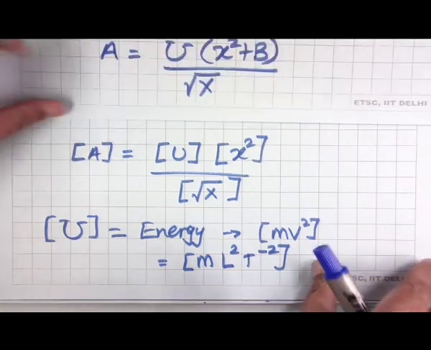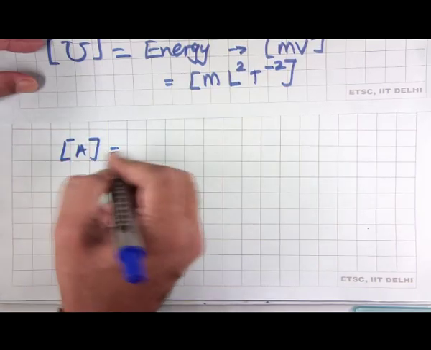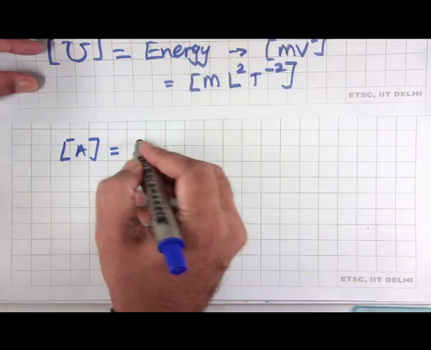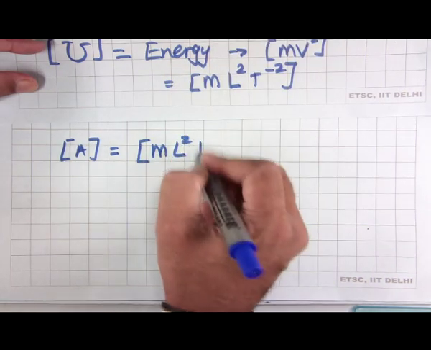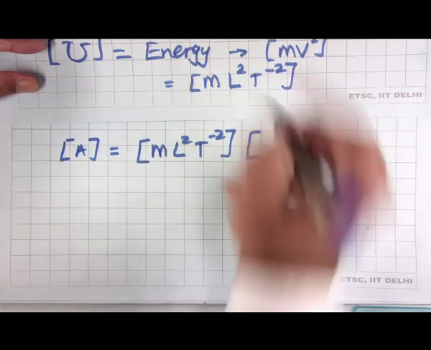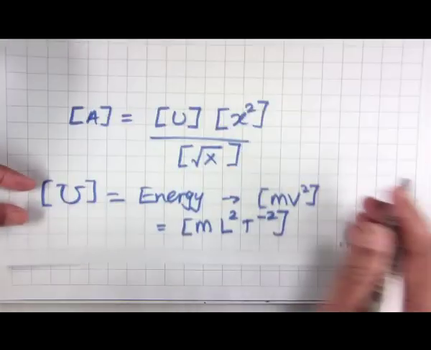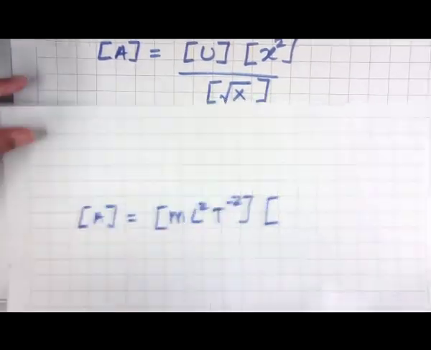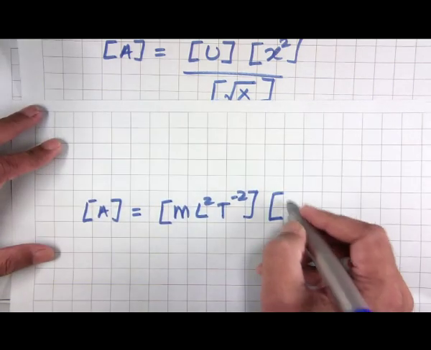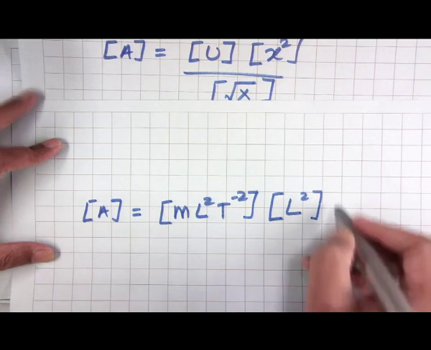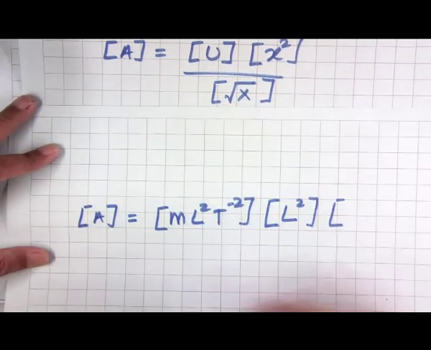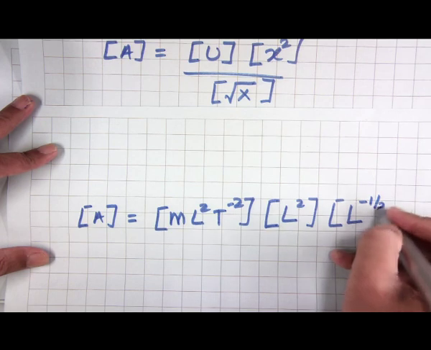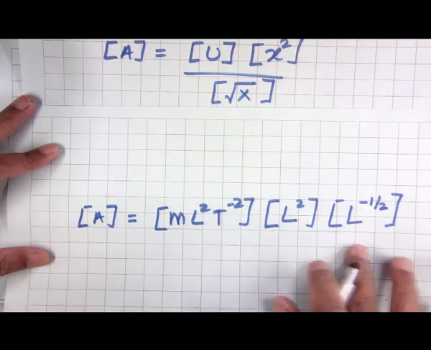So, now from here let us work out the dimension of A. Dimension of A will be equal to dimension of u. So, dimension of u is m times L square t to the power minus 2 times the dimension of x square, which we have here. Dimension of x square will be L square, and then we have divided by square root of x. So, this will be L to the power minus half. The minus comes because we have taken it in the numerator.